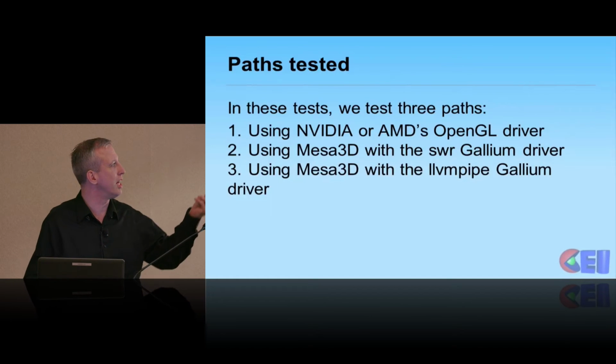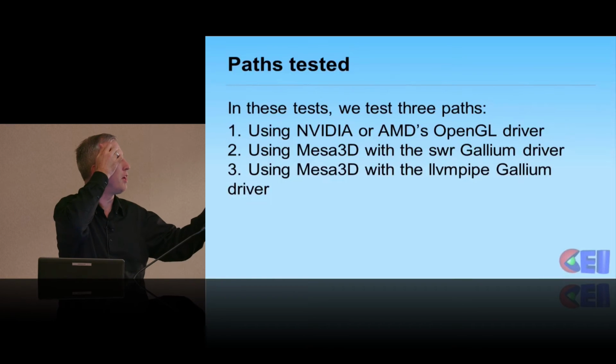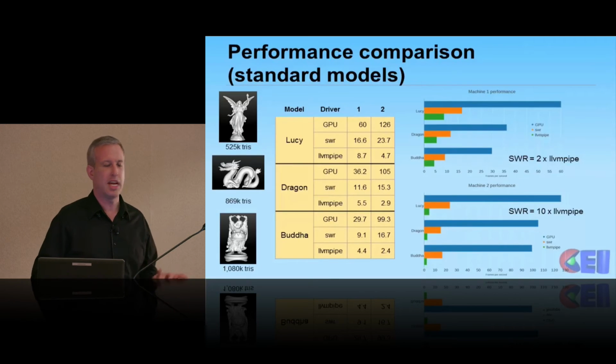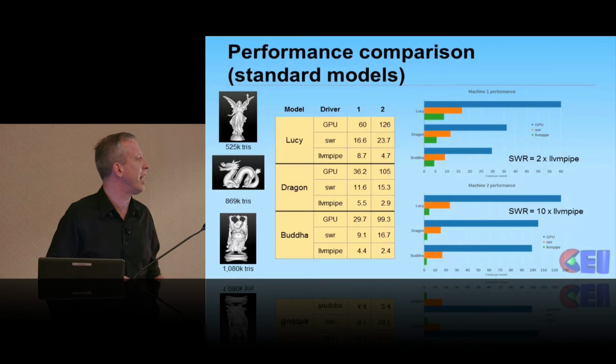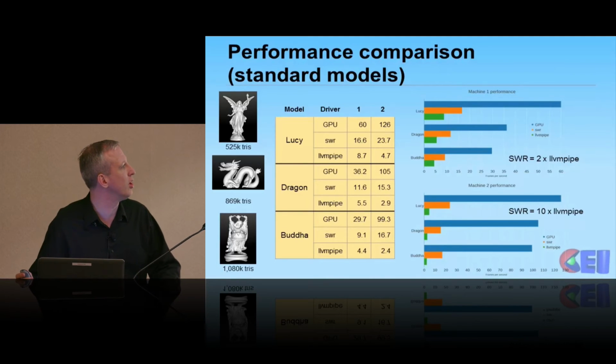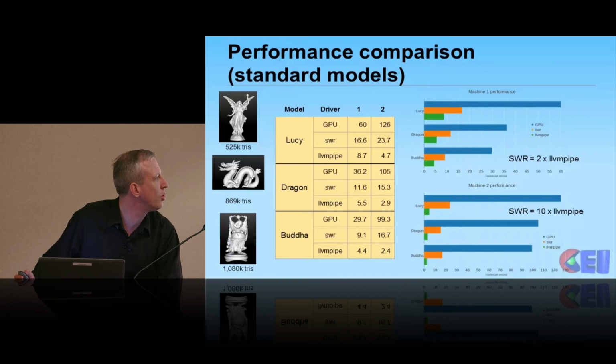And again, we looked at GPU, LLVM pipe, and SWR. So here we go. So we just looked at some test models. So we've got the Lucy, the Dragon, and the Buddha. And in this case, we are looking at frames per second. So longer is better. And the blue is the GPU, the orange is SWR, and green is LLVM pipe.